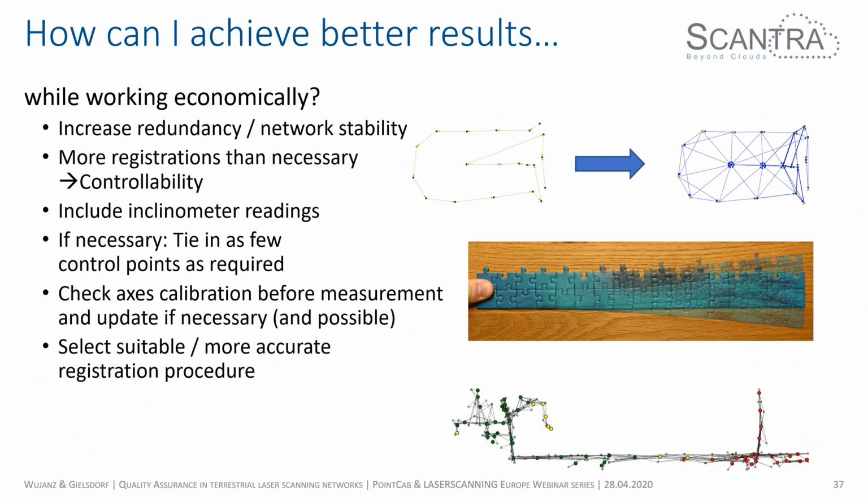So how can I achieve better results? How can I improve my network quality? I mentioned earlier that you can add more redundancy, you can add more registrations, you can tie in inclinometer readings, you can tie in more control points or more precise control points. Also what people tend to forget is to check the calibration of their scanner, because if you have a well-maintained scanner, you will have more accurate results. Or you could also replace your current registration with a more accurate one. These are typical approaches for achieving your network quality.